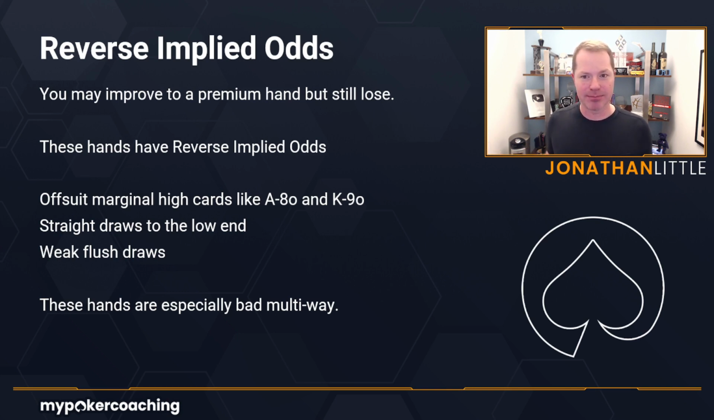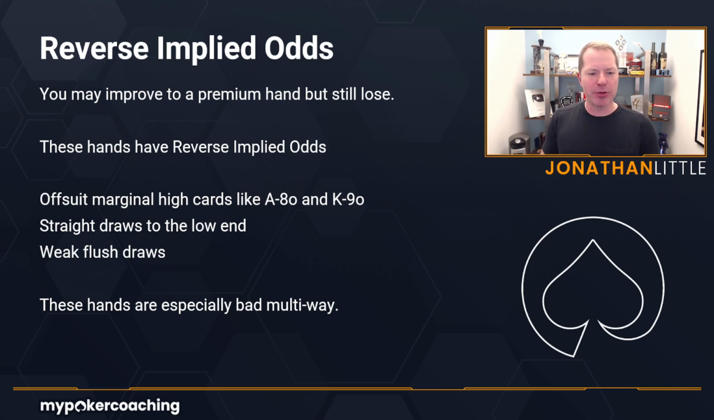Imagine someone raises, you call with ace-8 on the button, and the flop comes ace-9-3. If your opponent bets the flop and the turn and the river, top pair marginal kicker's not looking so hot, right? And for that reason, these hands have big reverse implied odds, and very often they should be folded before the flop. If you study pre-flop game theory optimal ranges, you'll see hands like ace-8 and king-9 are just folding to initial raises because they don't want to get involved.